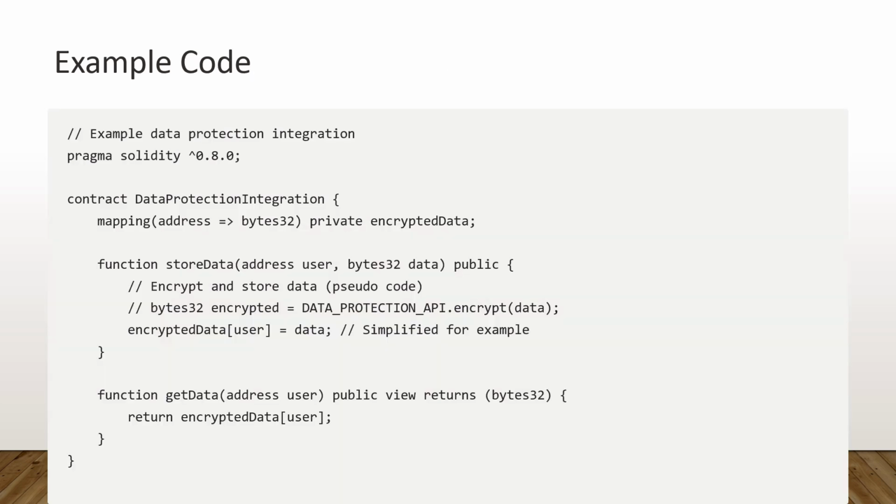So now let's look at the code snippet we can use for the data protection tool. Here's a basic example of how to integrate a data protection tool into your smart contract. The storeData function handles the encryption and storage of user data, while the getData function retrieves the encrypted data. By encrypting user data before storage and ensuring that only authorized parties can access it, this approach helps ensure compliance with data protection regulations.